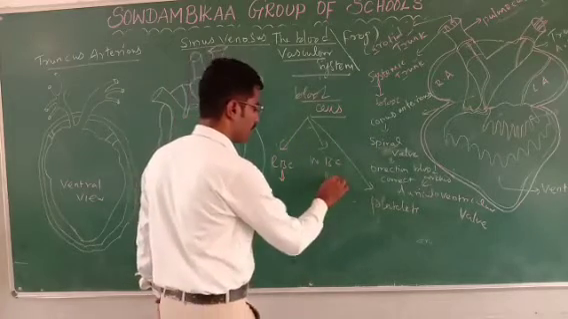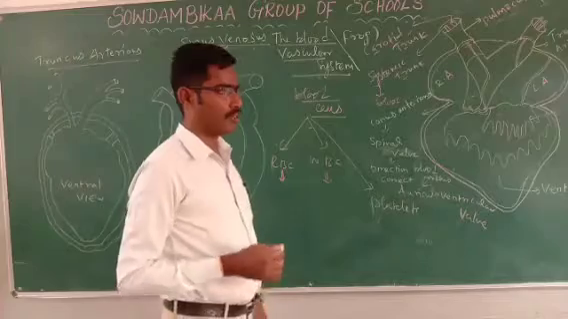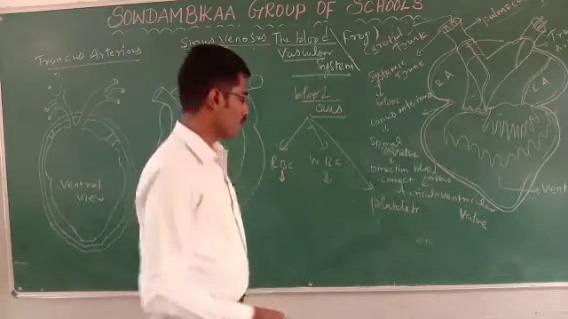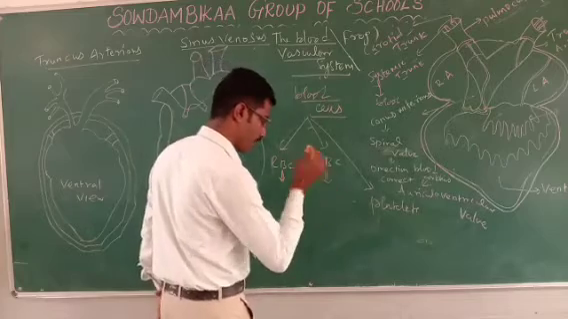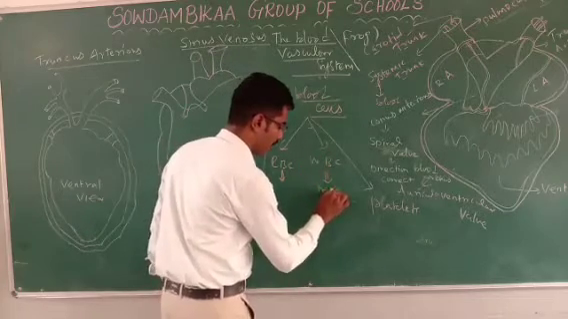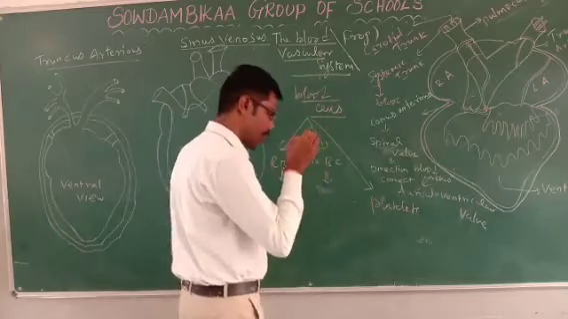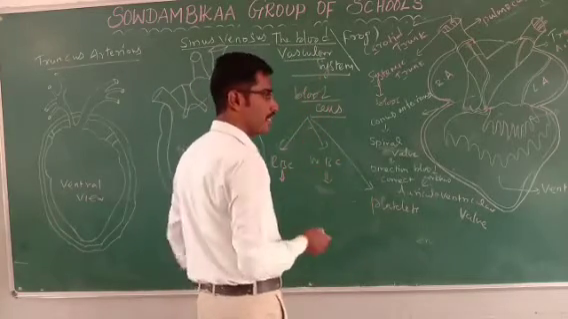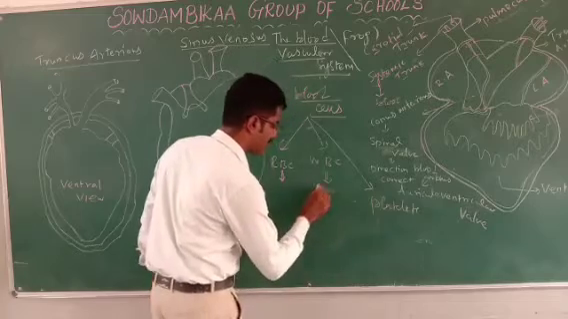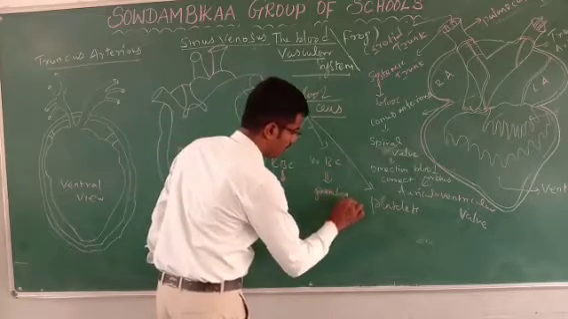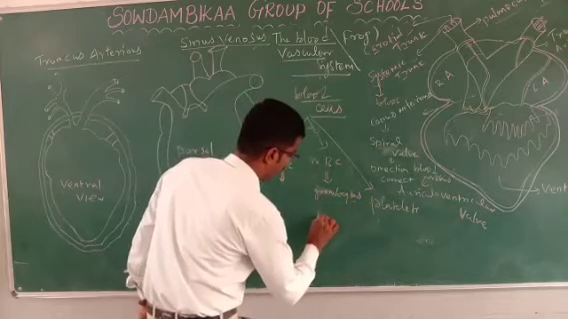Whereas WBC contains lymphocytes, monocytes, basophils, eosinophils and also neutrophils. The WBC is irregular in shape and also contains a nucleus. The WBC is again divided into granulocytes and agranulocytes.